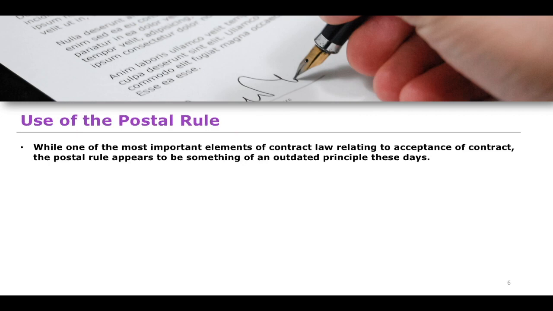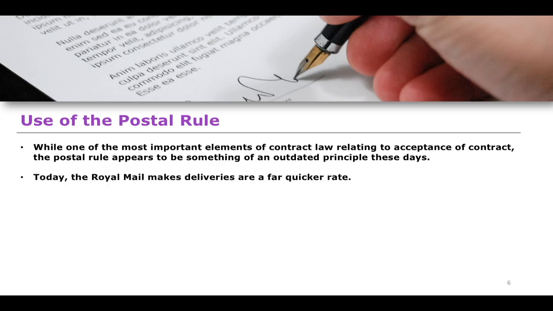While it is one of the most important elements of contract law relating to acceptance of contract, the postal rule appears to be something of an outdated principle. This is why I'm not going to spend too much time on it, and ultimately we're just going to begin and end with the postal rule in this video. But if you want me to go into more detail, as I've said, then feel free to comment down below. Of course, there are lots of reasons why the postal rule isn't as important in today's modern contractual context.